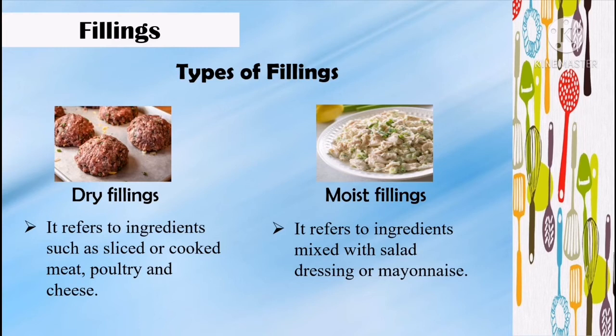Fillings have two different types: dry fillings and moist fillings. Dry fillings refer to ingredients such as sliced or cooked meat, poultry, and cheese. While moist fillings refer to ingredients mixed with salad dressing or mayonnaise.